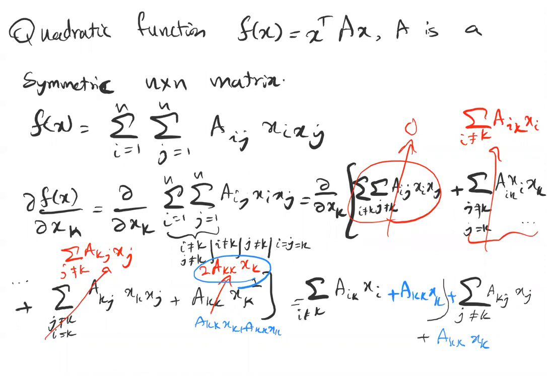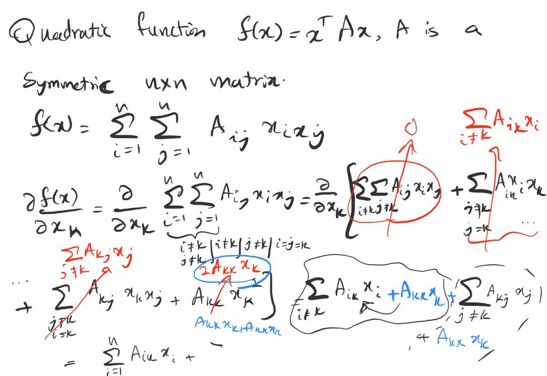So if we add these two together, if we merge this inside the sigma, then we can simply say sigma i from 1 to n, aik xi, and the same for the second one. We can say sigma i from 1 to n, akj xj. But we know that A is a symmetric matrix. So we can say this is 2 sigma i from 1 to n, aki xi.